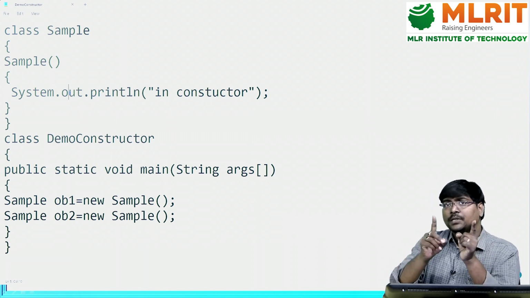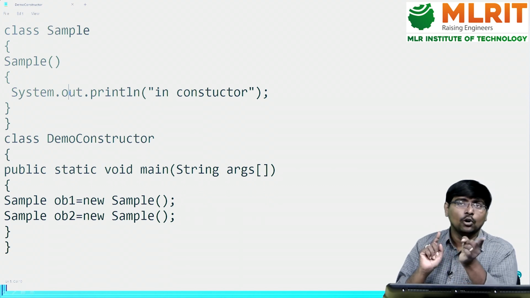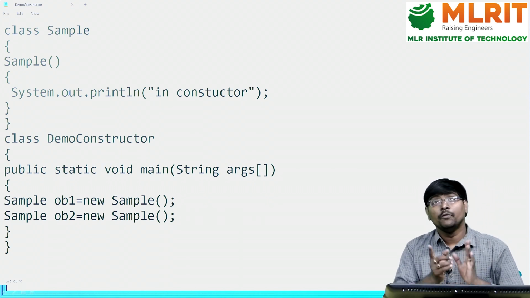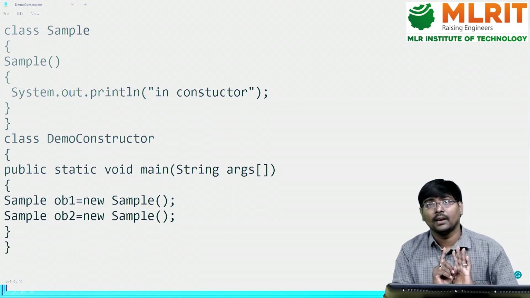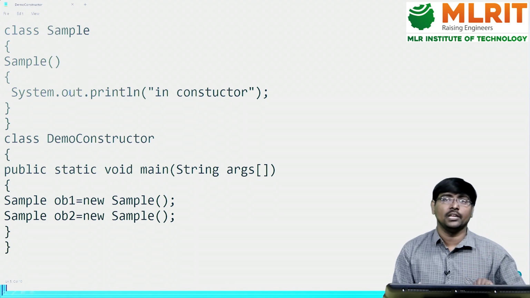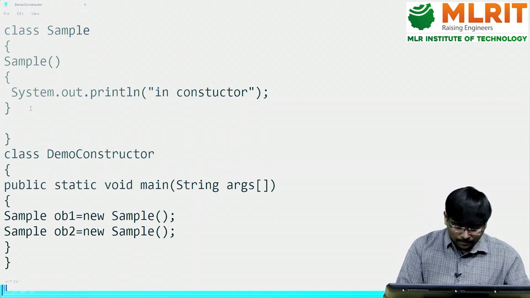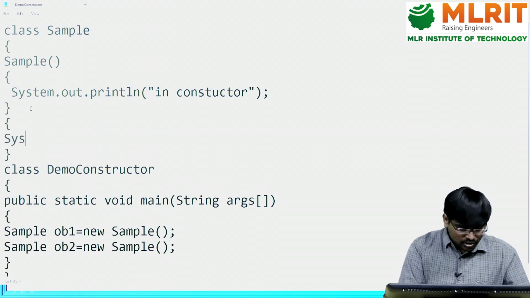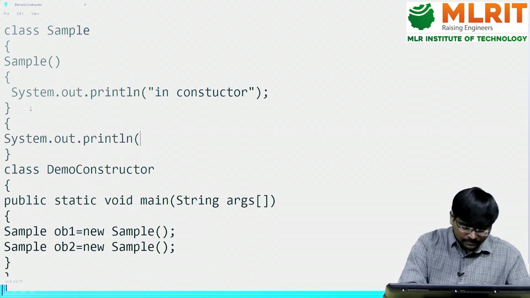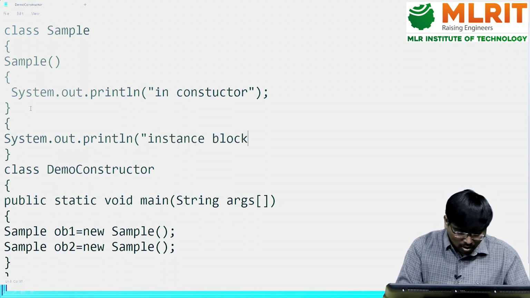Now observe the difference. Instance block also does the same thing. Automatically executed. Constructor is also executed. Which one has the highest priority? Remember, instance blocks will have the highest priority. For example, I will show you System.out.println instance block.